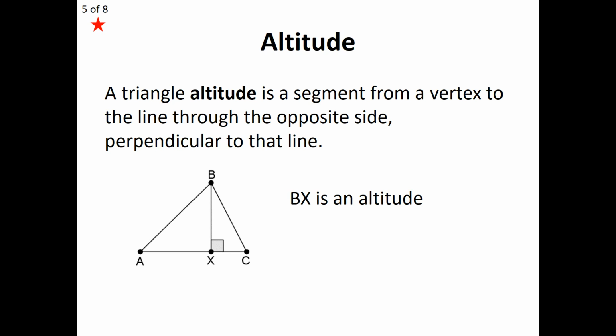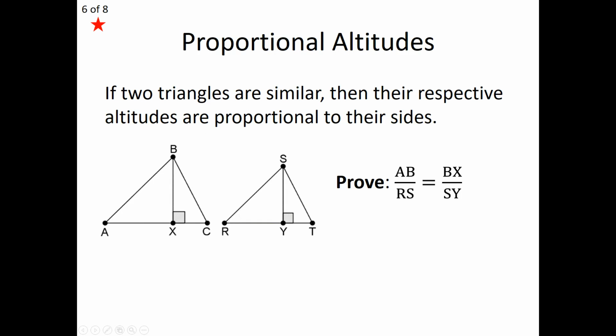Now, we're going to prove something interesting about the altitudes of triangles. So as it turns out, here's our next theorem. The altitudes in similar triangles are also proportional to the sides of the two triangles. So if two triangles are given to us as similar, then their respective altitudes are proportional to their sides. In our diagrams below, there's a lot going on there. I'll unpack that for us here.